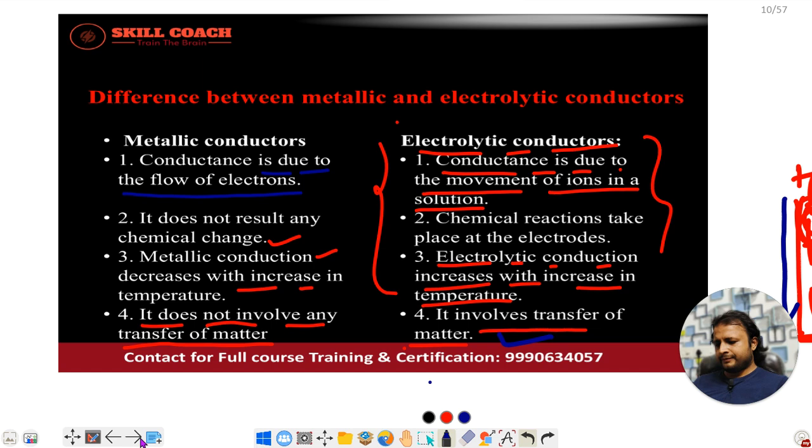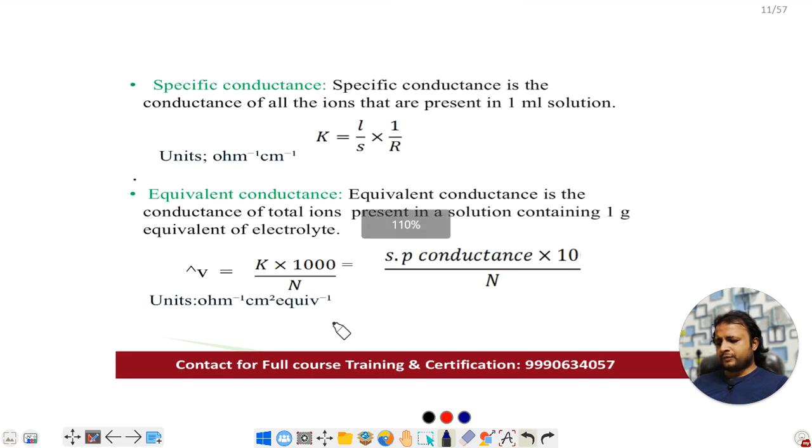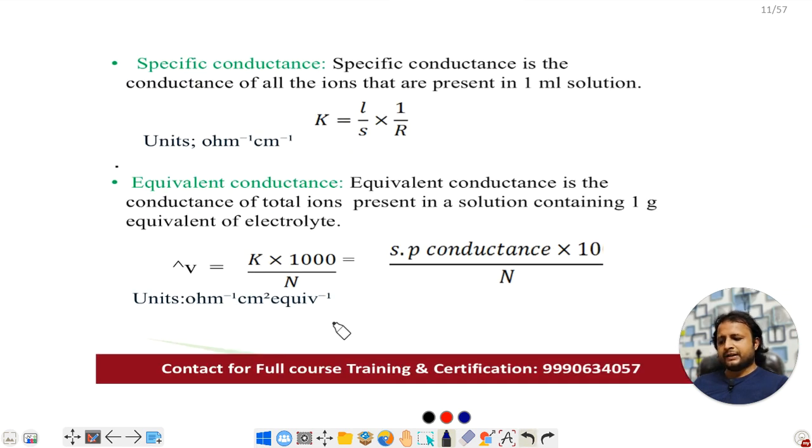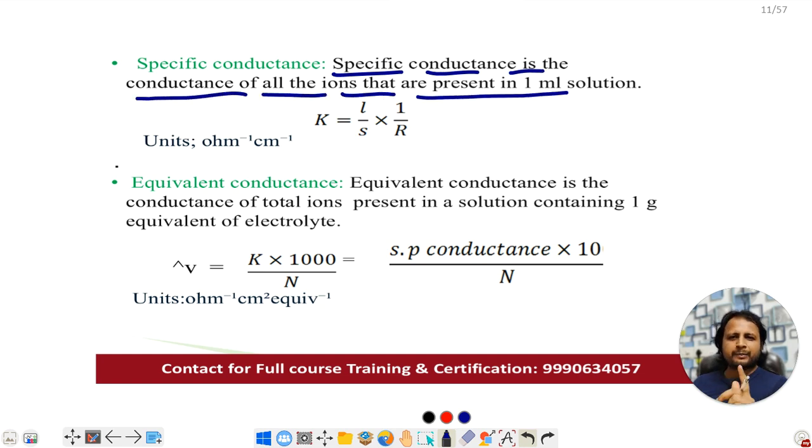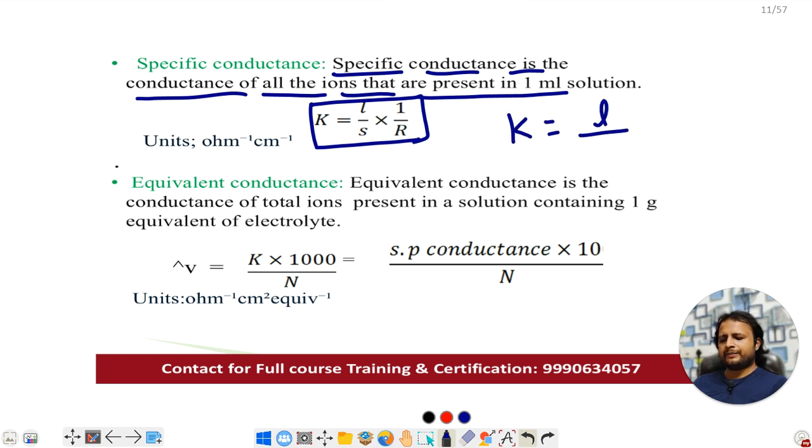Let's move ahead. The next part is the specific conductance. Specific conductance is the conductance of all the ions that are present in 1 ml of solution, and we write K is equal to L divided by S into 1 by R, or you can write K is equal to L by S into R. That is what specific conductance means, and the unit we write is ohm inverse centimeter inverse.